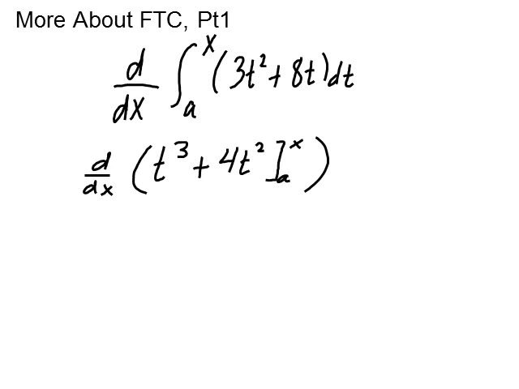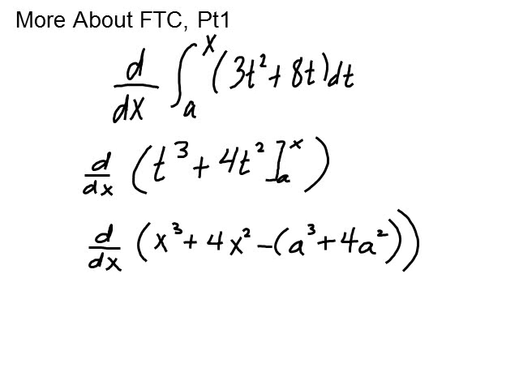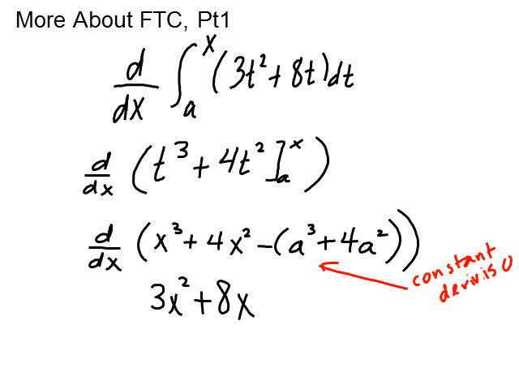Integrating 3t squared plus 8t, we get t cubed plus 4t squared, which must be evaluated from a to x. Evaluating at x results in x cubed plus 4x squared, and evaluating at a gives a cubed plus 4a squared. Taking the derivative, we get 3x squared plus 8x. The terms containing a drop out because a is a constant.